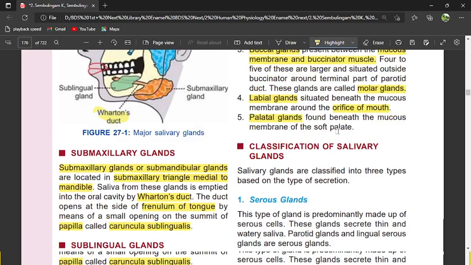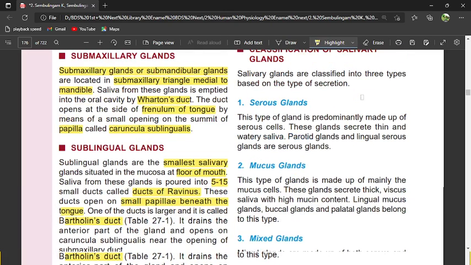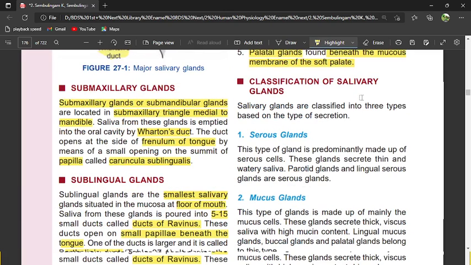Yes. Next we have the palatal glands. They are found beneath the mucous membrane of the soft palate. Right? From each line you get one MCQ from this Sembulingam. Okay. If you practice in such a way, you will not make any mistake in your physiology questions.